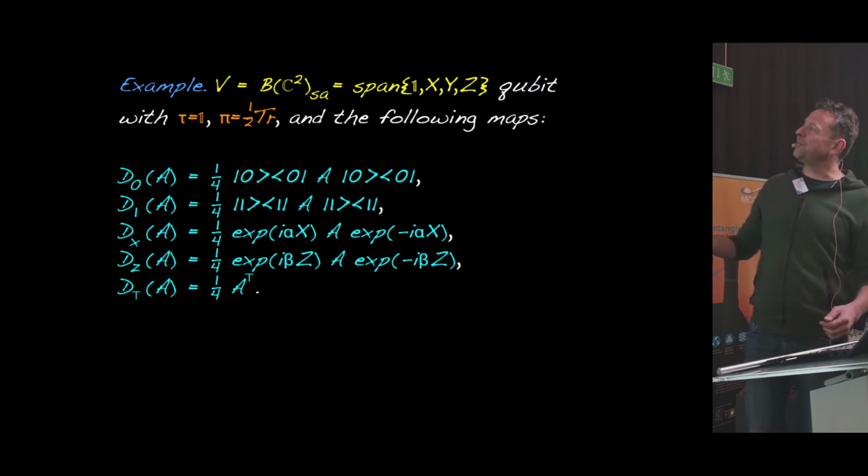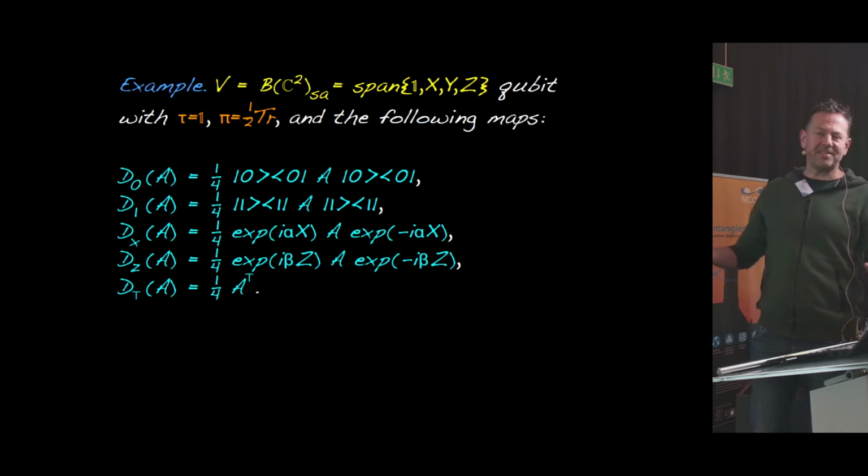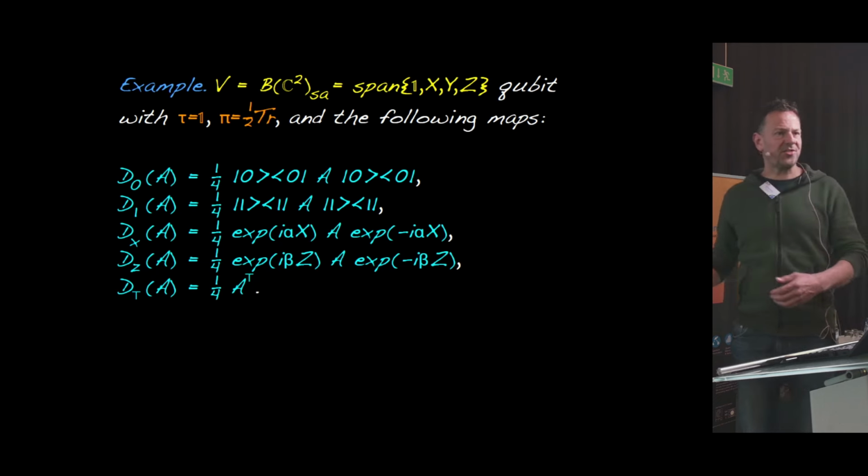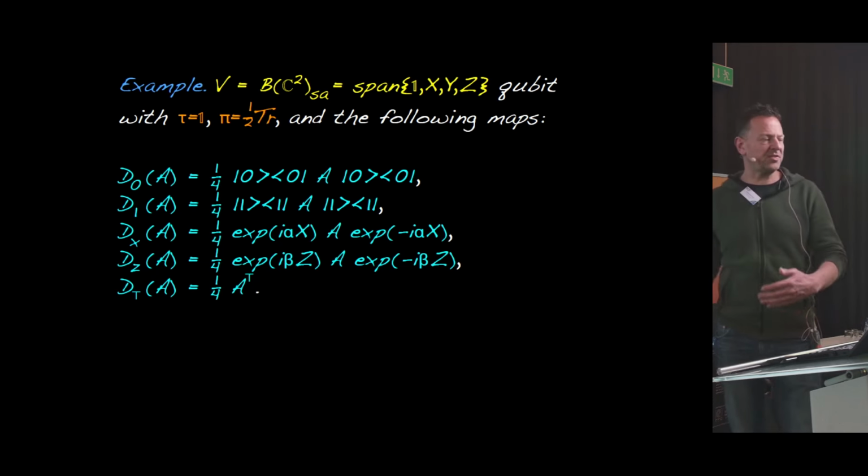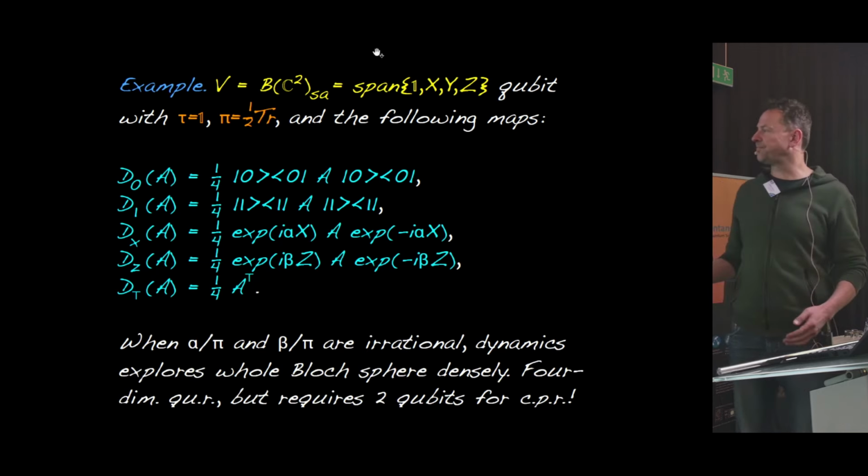The state is the maximally mixed state. The identity is the identity. And then we have a bunch of operations. So we have, for example, projection onto the zero state, like spin up, spin down. We have rotations around x and z, and we have even the transpose, so that I show you something that is not even completely positive in the usual sense, but you can mock it up with something completely positive.